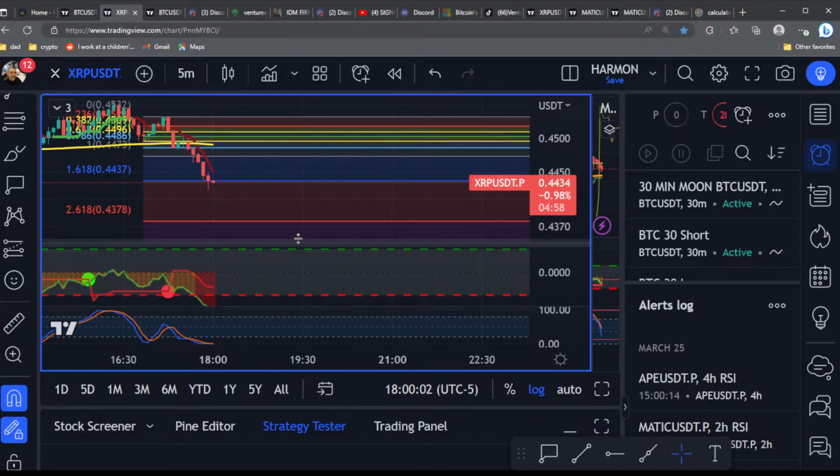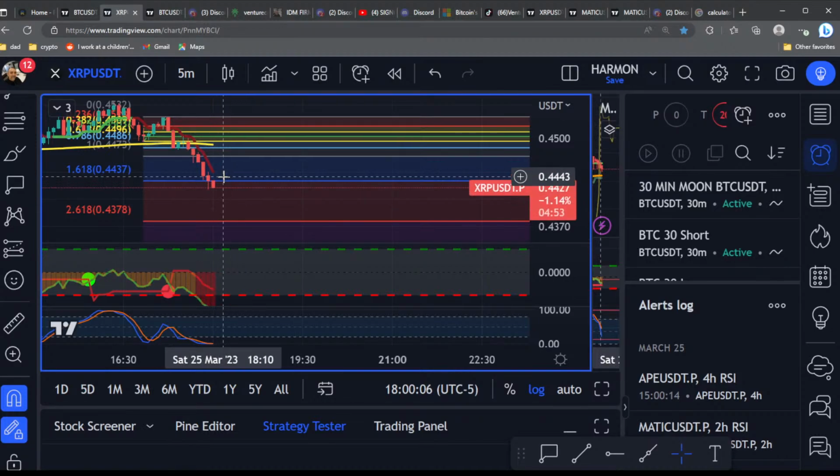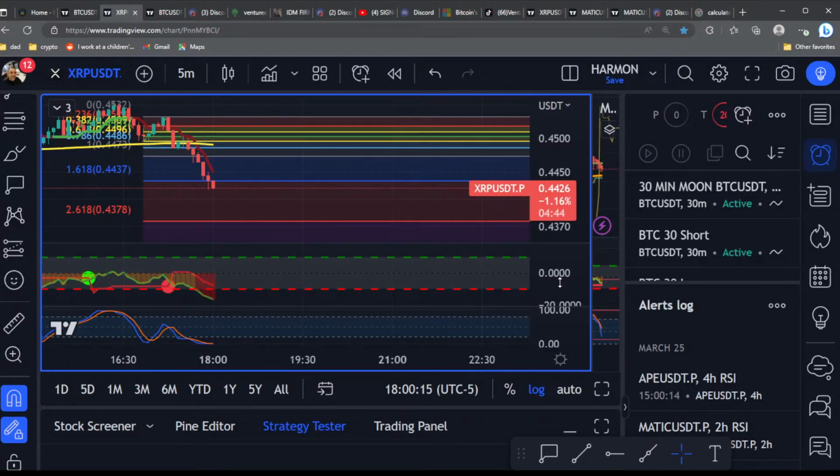Okay, now you see this next candle here, guys? You see how it's formed right there? That means you're going to put your stop loss above there, right above the body of this next candle. So the stop loss should be sitting right there, 44.47.